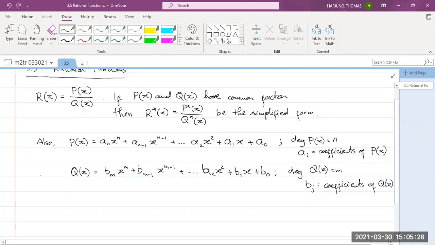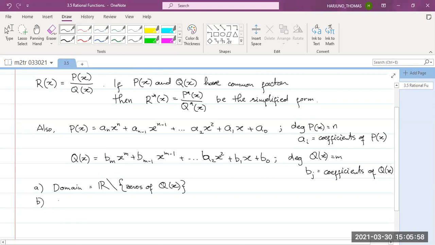And then things that we will work on, the questions we need to be able to answer, are first the domain, that is all real numbers except the zeros of Q(x). That's the domain.